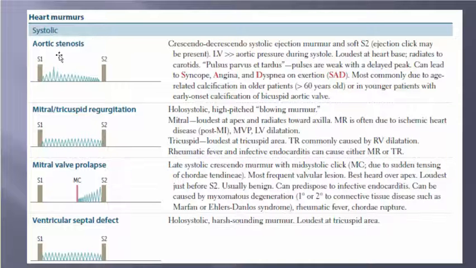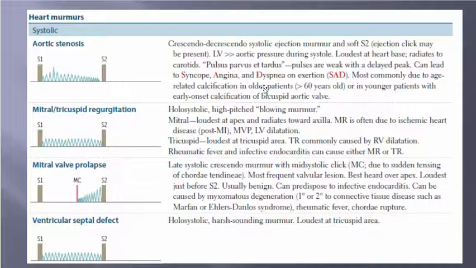Heart murmurs. Let's go into those. Aortic stenosis. You have a crescendo, decrescendo, systolic ejection murmur. A soft sound, where an ejection click may be present. Left ventricle, aortic pressure during systole. Loudest at the heart base, it radiates to the carotids, however you want to say it.